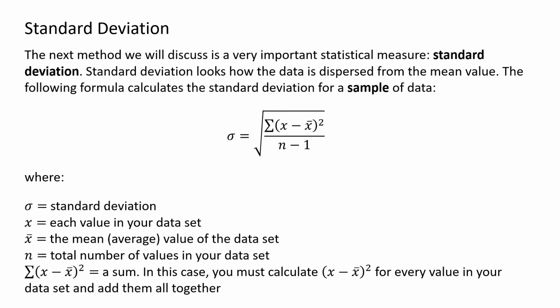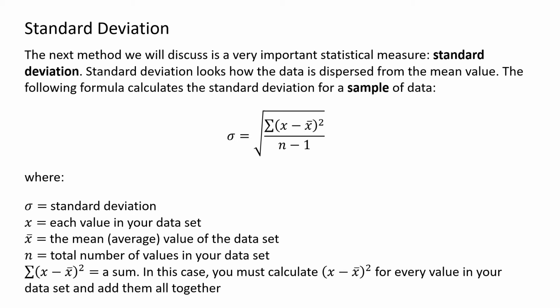So now that we've looked at the mean, median, mode, and the range, the next item I want to talk about is the standard deviation. This is a very important measure in statistics because it looks at how the data is dispersed compared to the mean value. In other words, how close are all of your data points to that mean value, right?